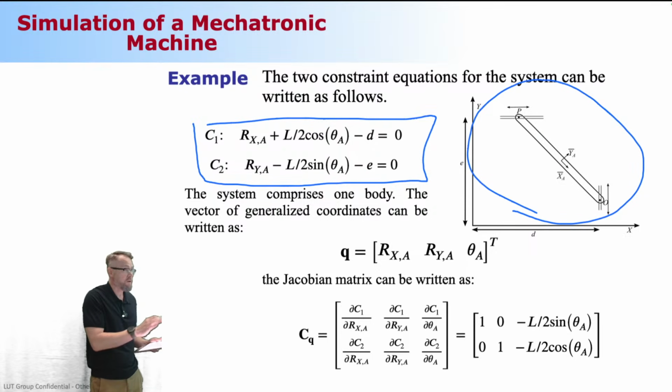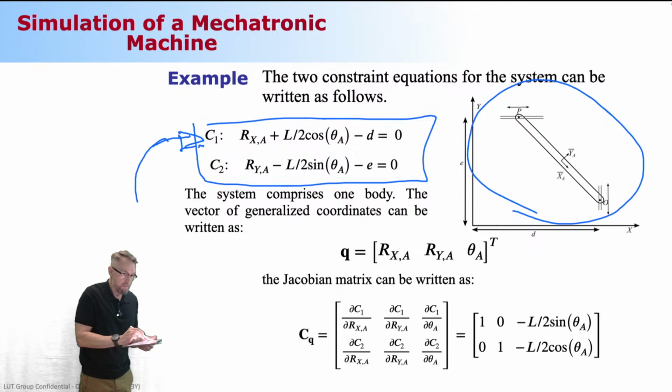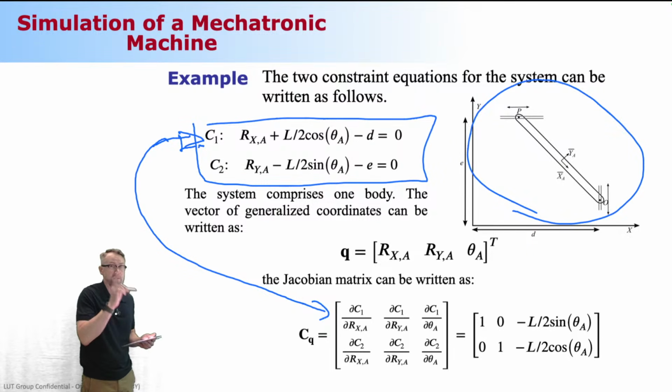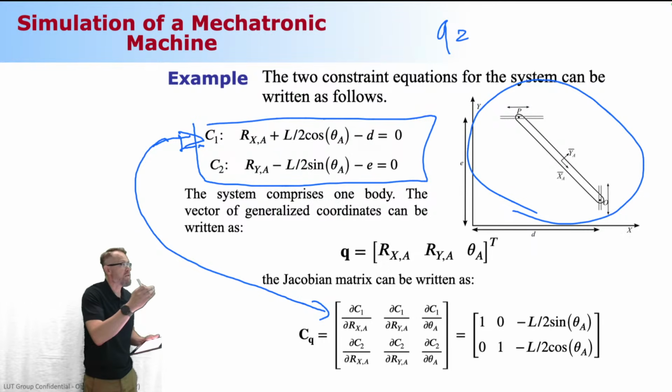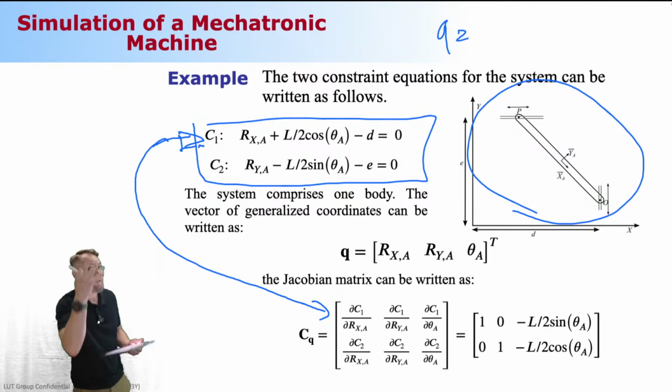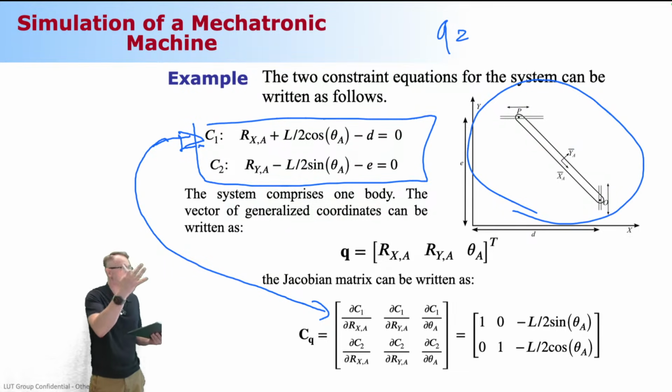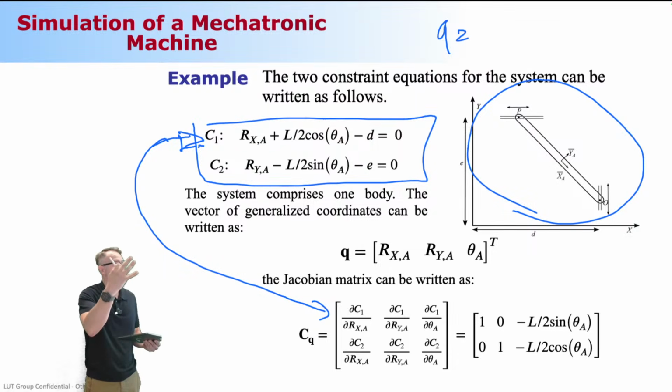Very mechanical. I'm going to take the first constraint equation, this one here, and put it here. I'm going to differentiate that with respect to all the variables of the system. What are all the variables? They are the vector q. Vector q consists of generalized coordinates. How many generalized coordinates? 3. Because everybody needs 3 generalized coordinates.